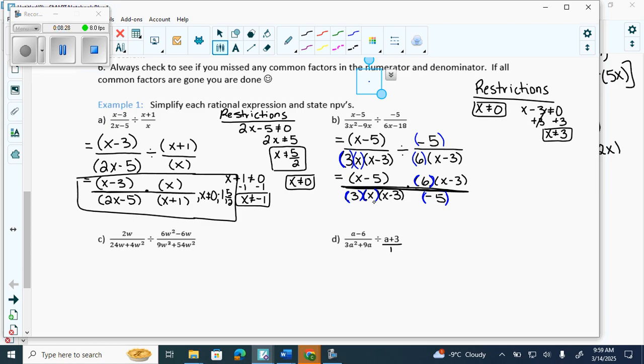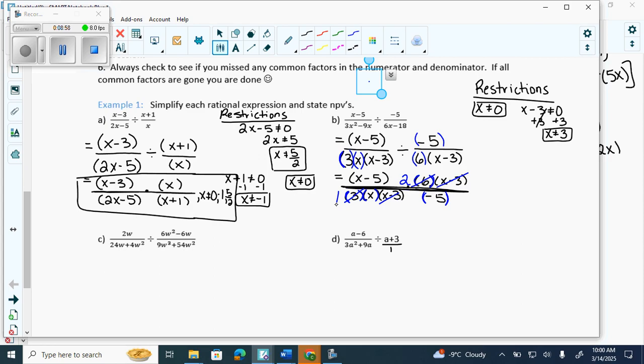Sometimes nothing. But this one has an x minus 3. That's common. I also have a 6 and a 3. Correct? Can I take something out of both of those? 3. 6 divided by 3 results in a 2. 3 divided by 3 results in a 1. And then I get people telling me that -5 and this -5 on the x minus 5 can cancel. The reason why I put them in different colors is to scream they cannot cancel each other, right?